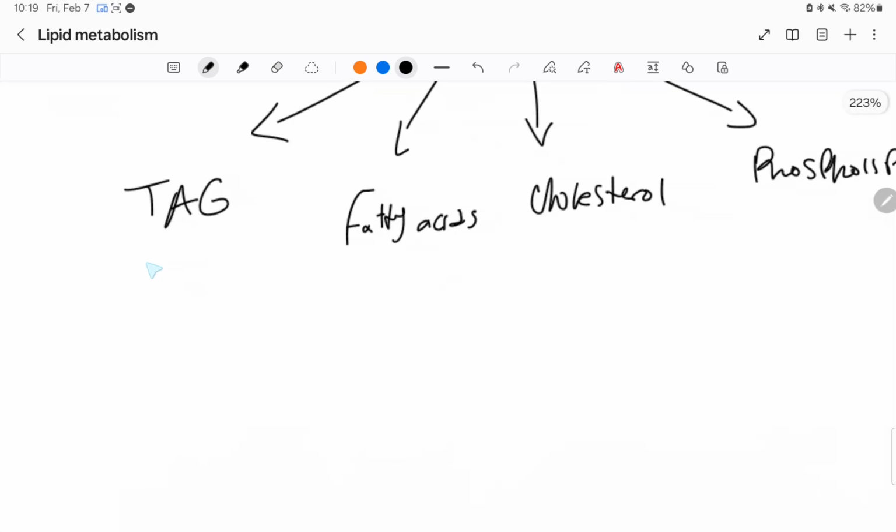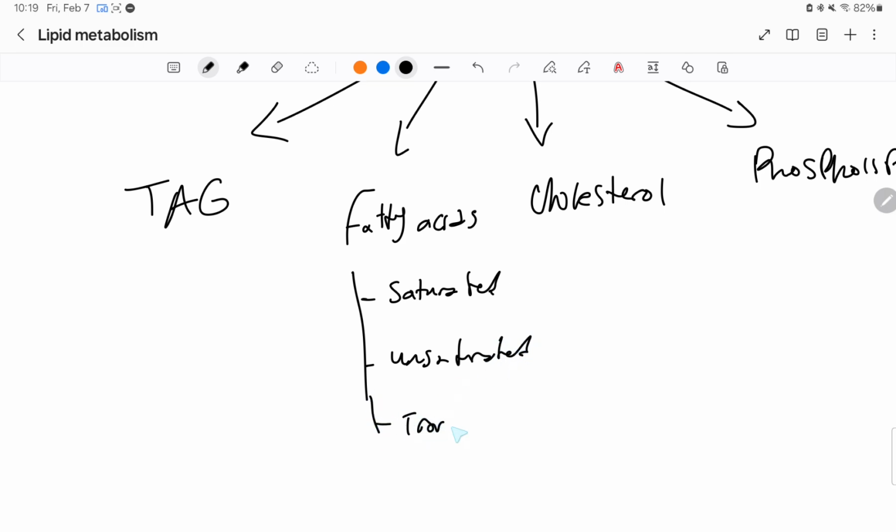So triacylglycerol, we're going to talk about what it's made up of and some of its roles. Fatty acids, we're going to dig into. Fatty acids, by the way, you can actually divide them. You can have saturated fatty acids, you can have unsaturated fatty acids, and you can also have trans fatty acids. We're going to look at the structure of all of these and how they differ.